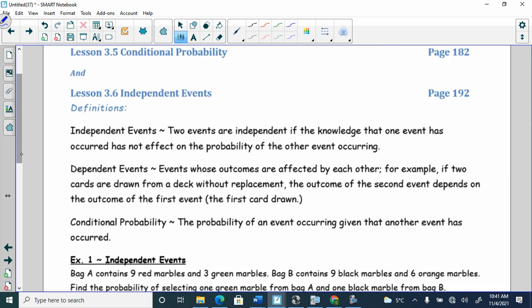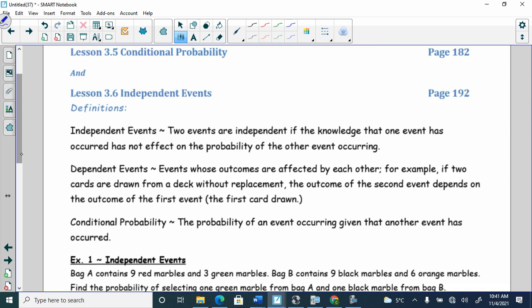So now I have 2 cards, right? First event is taking out a card. Second event is taking out a card. I have 2 events happening. Or it could be I roll a dice and then I roll another dice. Or it could be I take out a card and then I spin a spinner. 2 events happening, correct? What we have to decide is are they independent of each other or not?